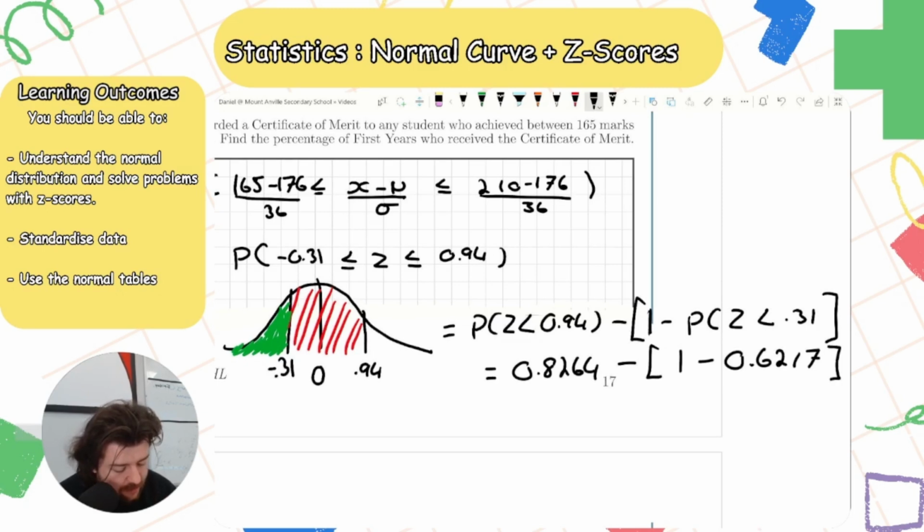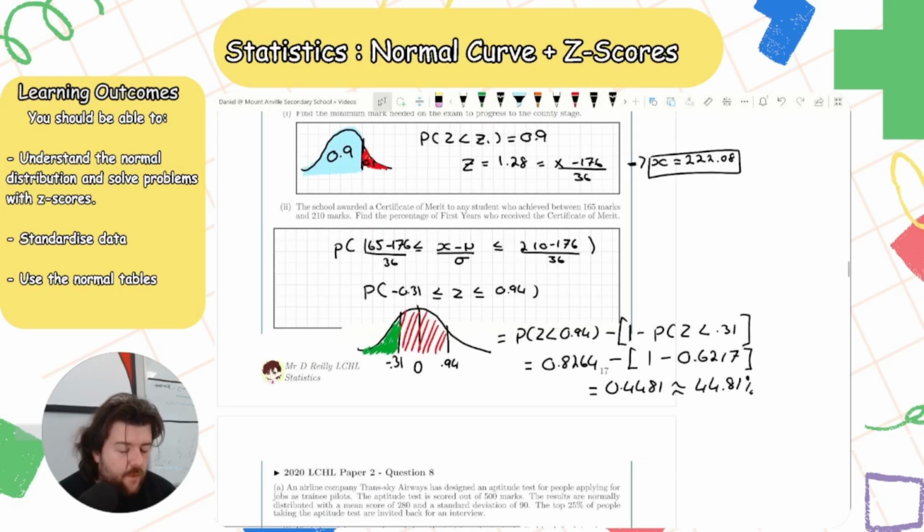We look these up in the tables, and then we put this in a calculator and you'll get 0.4481, which is equal to 44.81%. So 44.81% of first years received a certificate of merit.